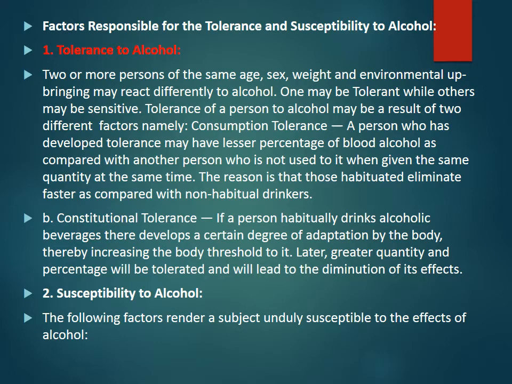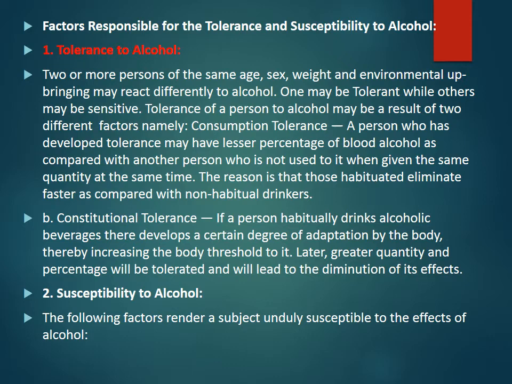Next is constitutional tolerance. If a person habitually drinks alcoholic beverages, there develops a certain degree of adaptation by the body, thereby increasing the body's threshold to it. Later, greater quantity and percentage will be tolerated and will lead to diminution of its effect. So, your body adapts. If you consume alcohol habitually, then you will get drunk for a longer period of time due to exposure to alcohol for a long period of time also. Next is susceptibility to alcohol.